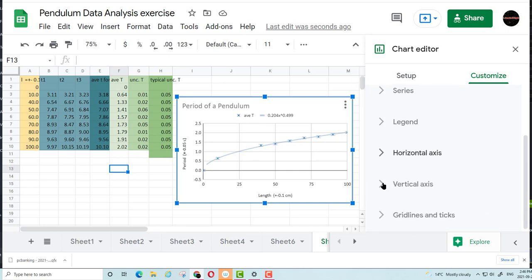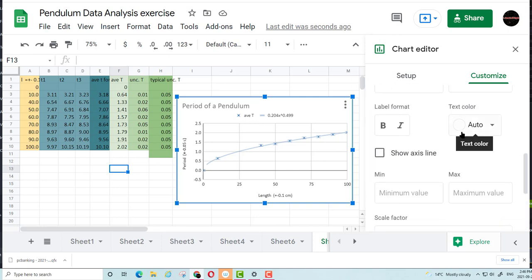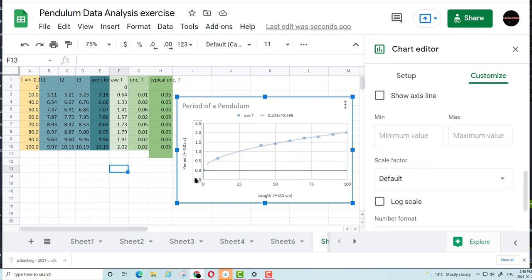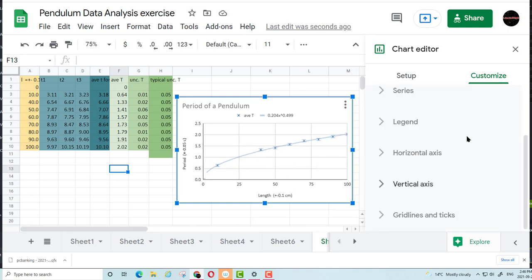Let's do the same thing for the vertical axis. So this time my minimum value, I don't want it to be negative 0.5. I'd like it to just be 0. And 2.5 seems good. I'm done on my vertical axis. Let's go down to grid lines.